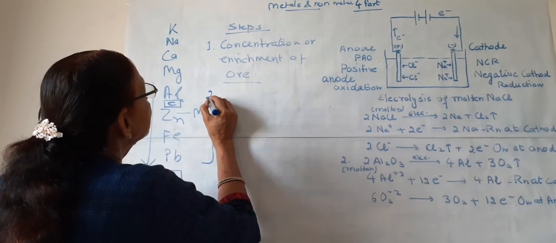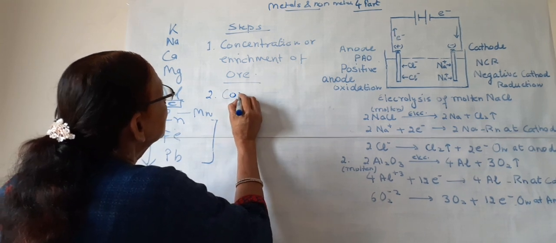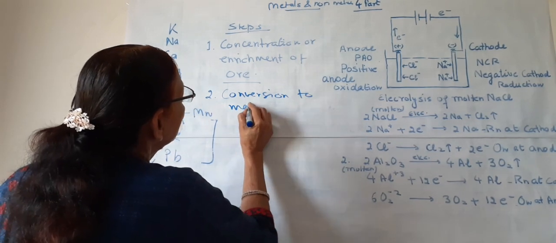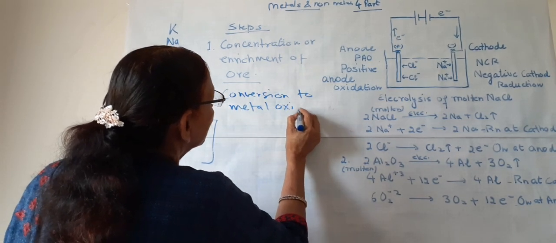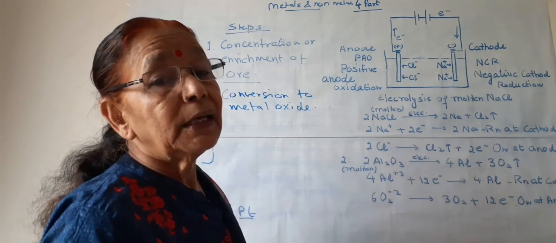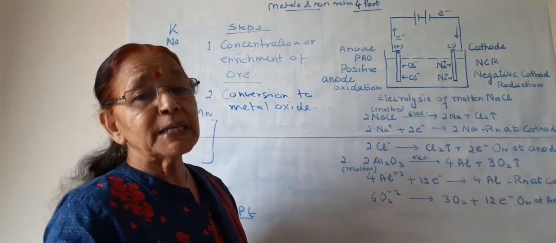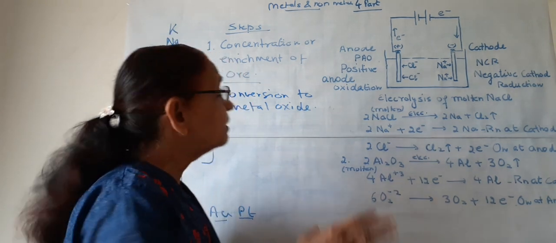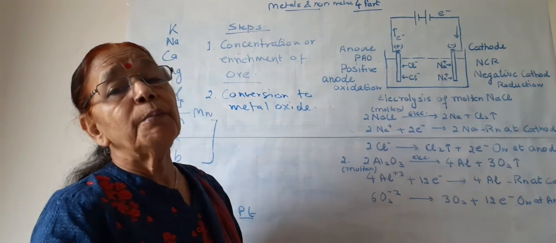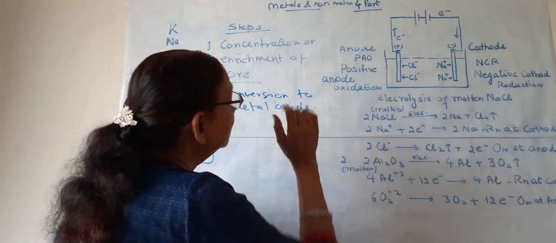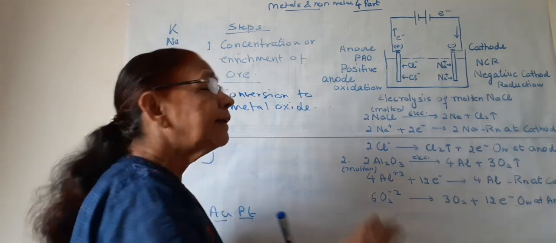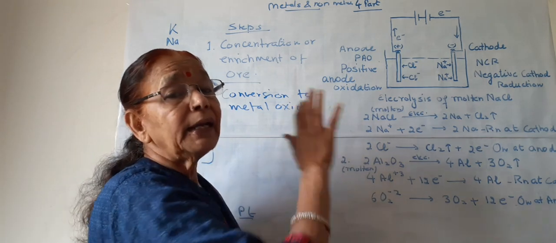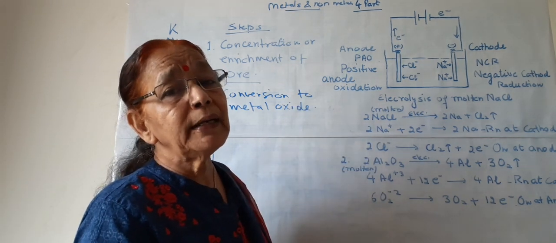The second is conversion to metal oxide. Suppose in the ore, the metal is present in the form of sulfide or in the form of carbonate. Then first the metal is converted to metal oxide. Why is it converted to metal oxide? Because it is easy to extract metal from its oxide in comparison to carbonate and sulfide.